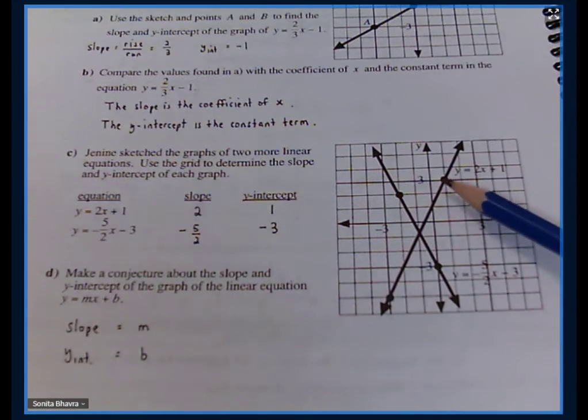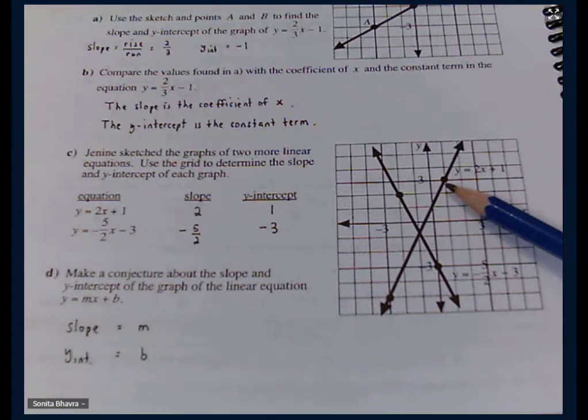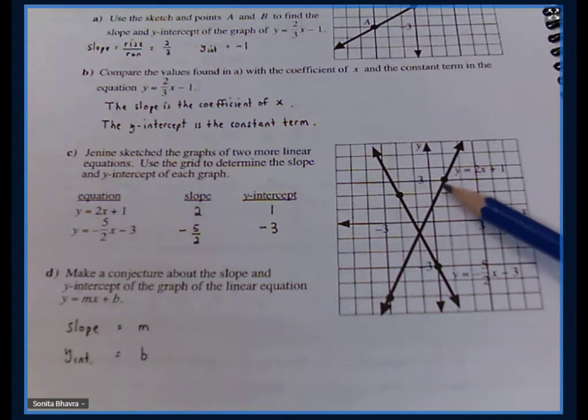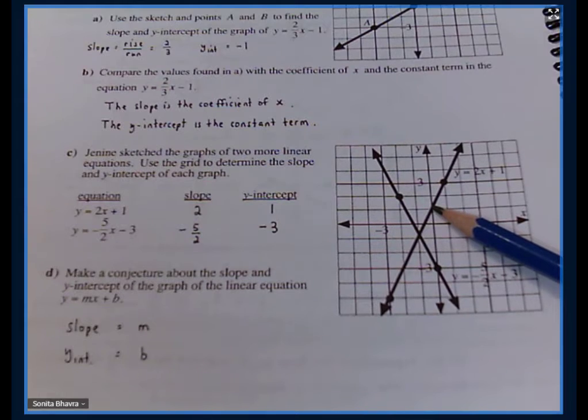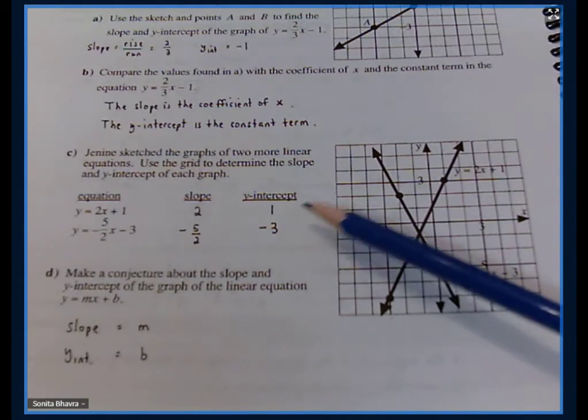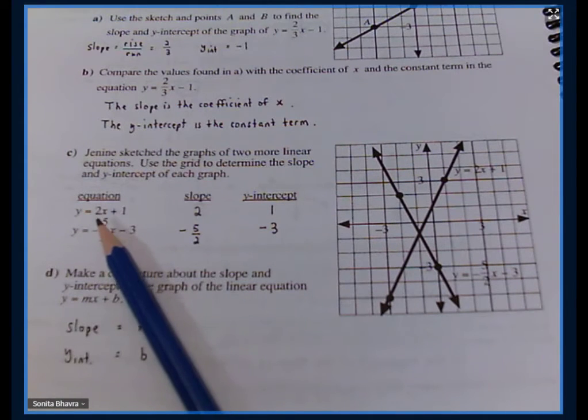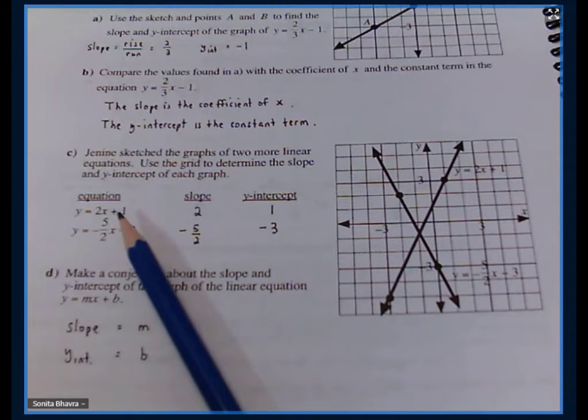Let's take a look at our y-intercept as well. For this first line, it is crossing our graph here at +1. So our y-intercept is +1. So if we look at our equation, the slope is 2, which is m, and our y-intercept is +1, which was the b.